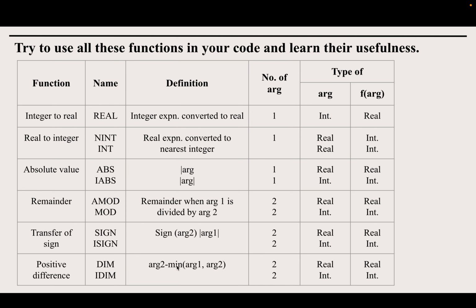For that we will write this real function, and it will convert our integer argument to a real argument. So it will take the integer argument, and after the function operation it will change it to real. And the next one is the int operation. It will return the nearest integer, it takes only one argument, and it returns an integer after getting a real as input.